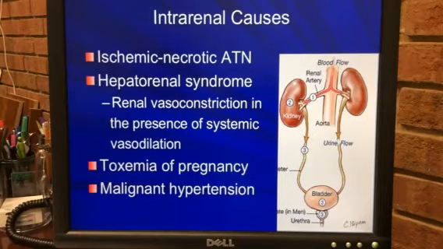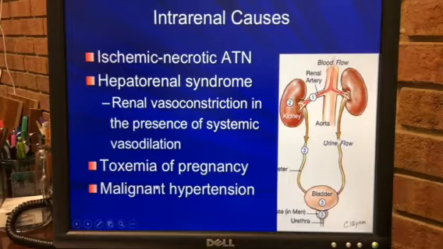Ischemic necrotic acute tubular necrosis. In this situation, the blood flow has been diminished to the kidneys to such a degree that the basement membrane can be affected. In hepatorenal syndrome, this is associated with patients who have liver failure. It's not real clearly understood, but it's thought that a combination of the systemic vasodilation and renal vasoconstriction that happens in liver failure ends up producing a situation that allows the kidney to fail.